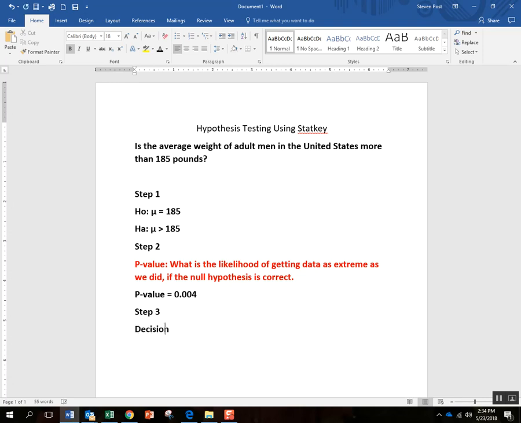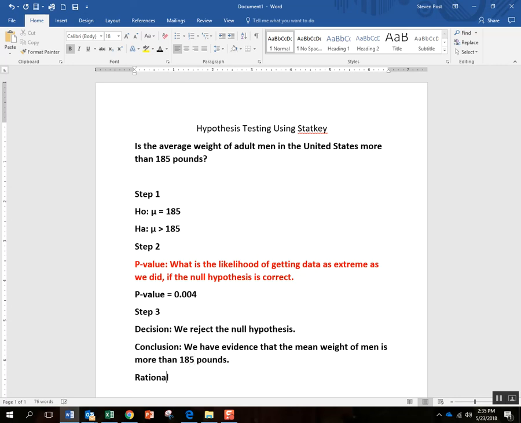So decision, we reject the null hypothesis. So that means it's as if we're throwing the null hypothesis away. And our conclusion in plain ordinary English is that we have evidence that the alternative is true. Conclusion, well, that's not plain ordinary English. This is. We have evidence that the mean weight of men is more than 185 pounds.